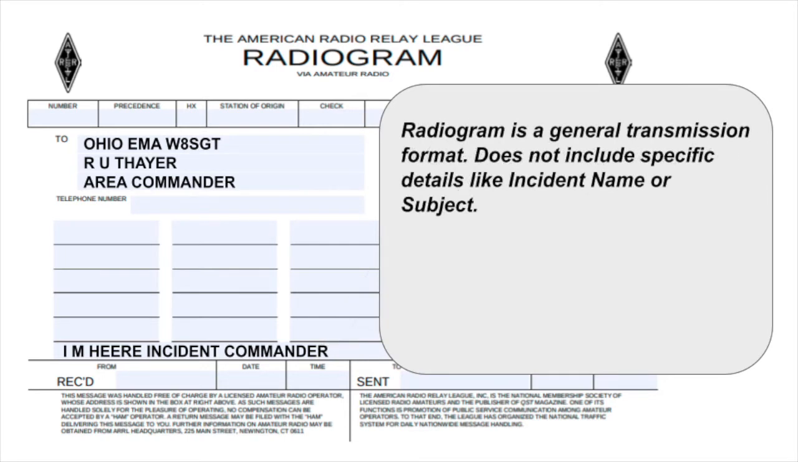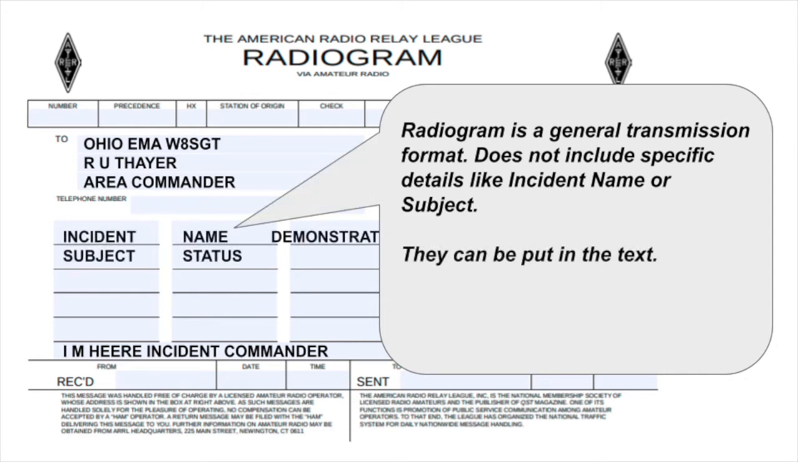Because the radiogram is a general transmission format, it does not have everything that every possible message will need to include. Comparing it with ICS Form 213, we do not see a place for incident name or subject. No problem. We simply put those into the text part of the radiogram.